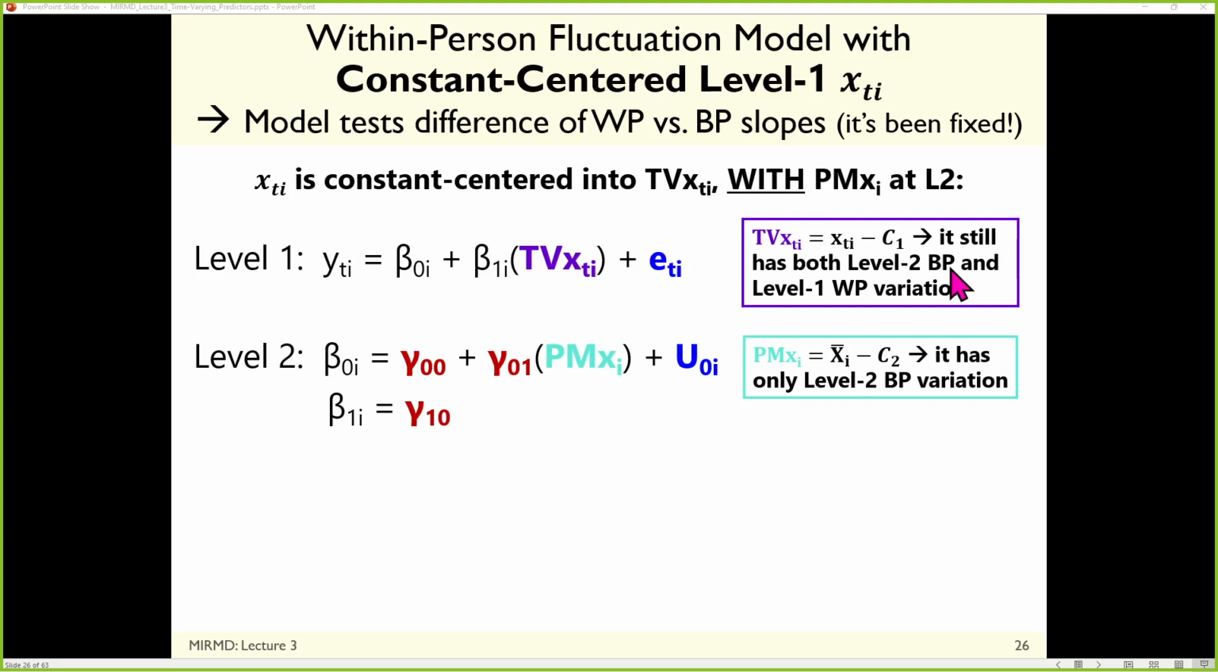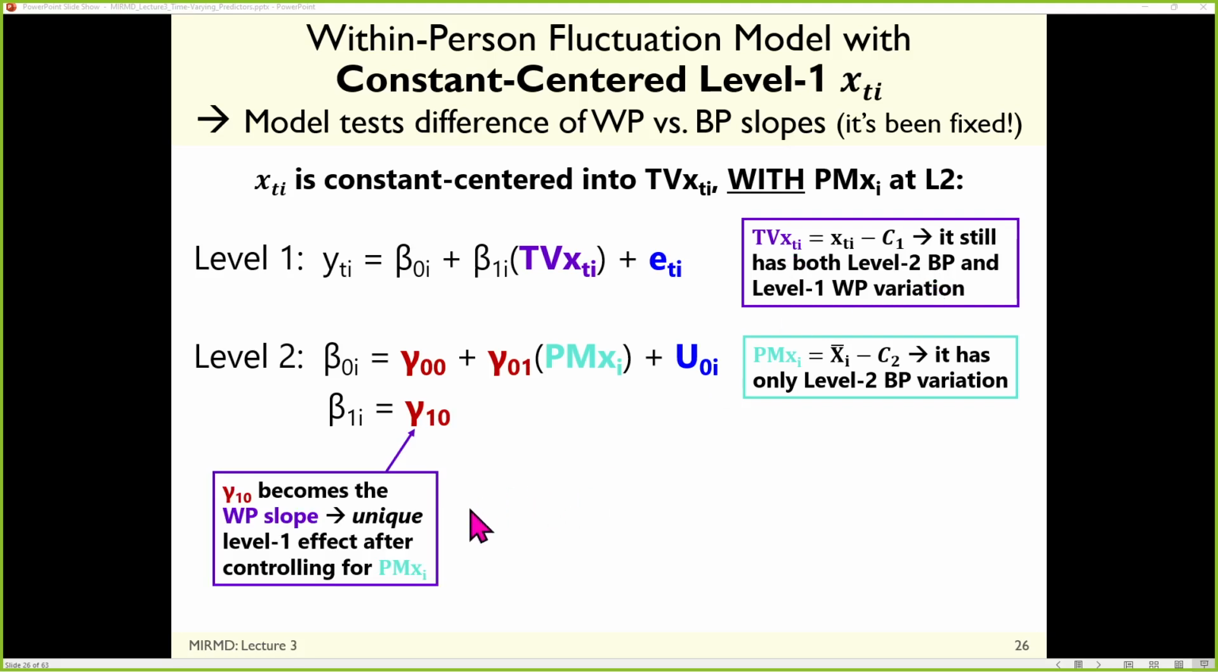Okay, level 2 between and level 1 in it, both. Person mean X is the same variable that we had before. It still only has level 2 in it. So after controlling for person mean X, what does time varying X have left that's unique? Just the level 1 part. So now its level 1 effect, even though it's multiplying a different predictor, is the same correct within effect.